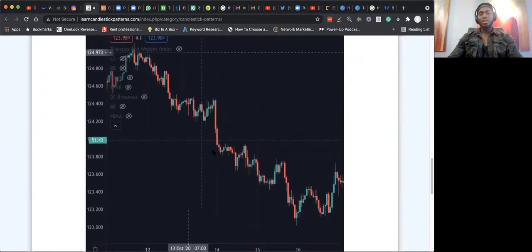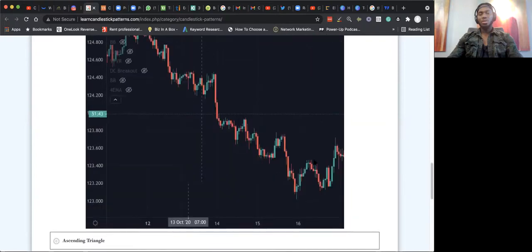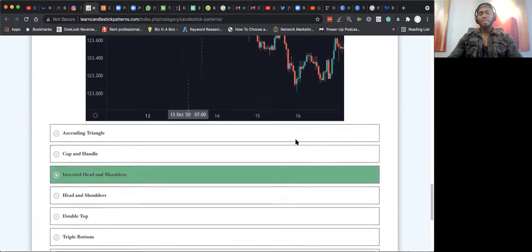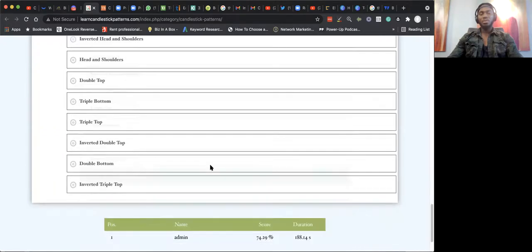Here, this pattern is a clear downtrend with a series of lower highs and lower lows. And right at the tail end there, it looks like a double bottom has formed, which is right here. Okay, so we're gonna go with a double bottom.